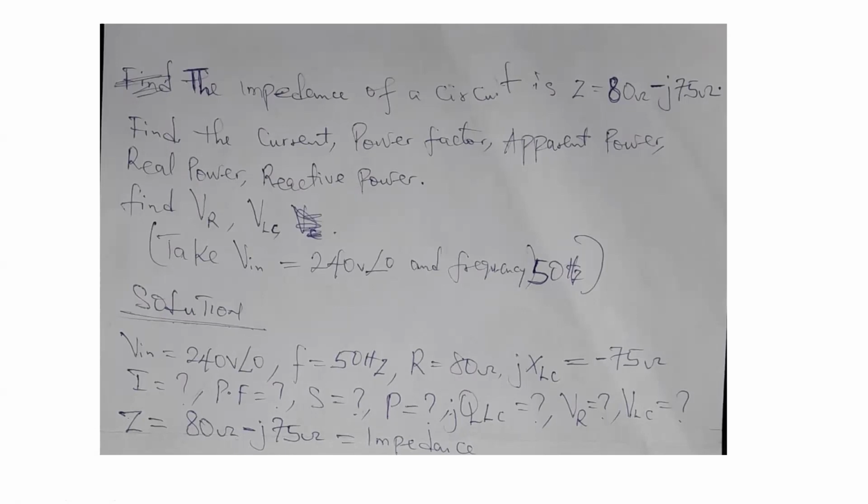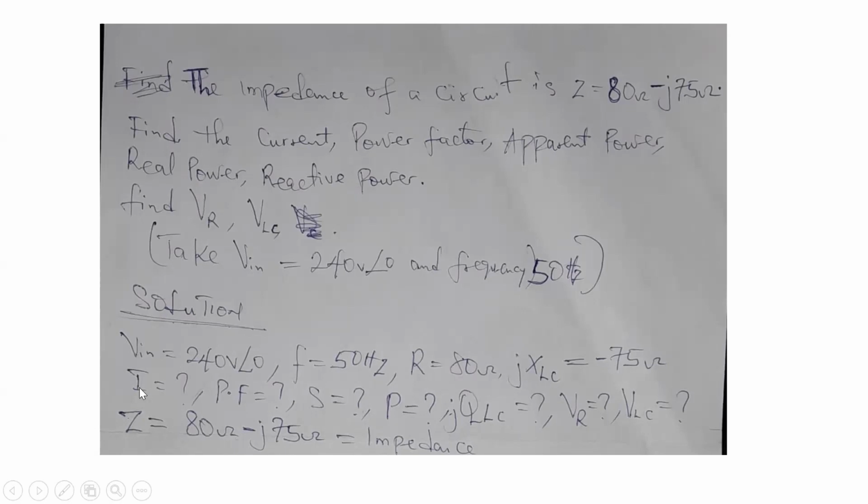And what are the things that you know? We have that V in is 240 volts at an angle of 0 degrees, frequency of 50 Hz, the value of the resistor as 80 ohms, and the reactance to be minus 75 ohms. Sorry, the minus is supposed to be in front of this 75.